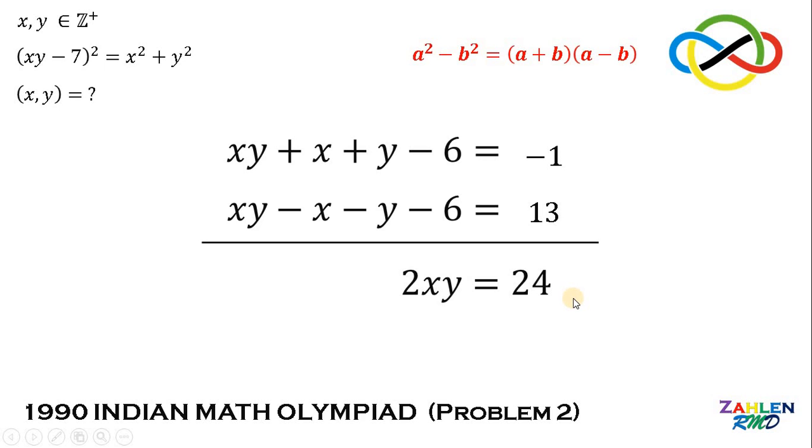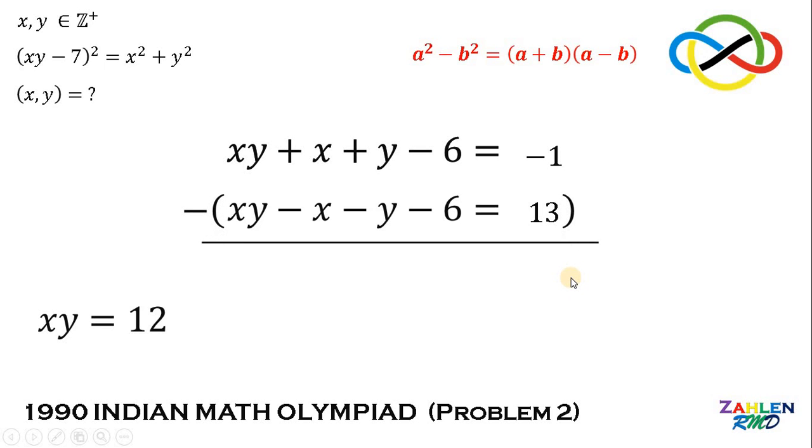Divide 2 on both sides, this will give us xy equals 12. Now set aside this result for a while. Now what will happen if instead of adding, we subtract these two equations? Now notice that the xy cancels out and the negative 6 cancels out. So this will give us 2 times x plus y equals negative 1 minus 13, or just negative 14. Now divide both sides by 2. This will give us the value of x plus y must be negative 7.